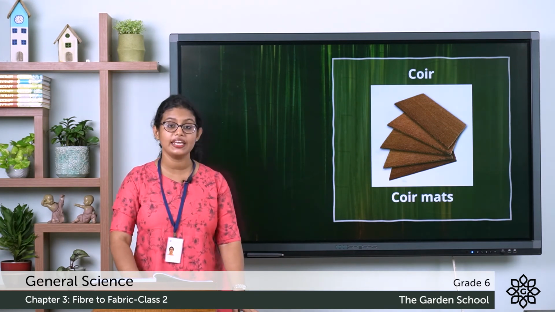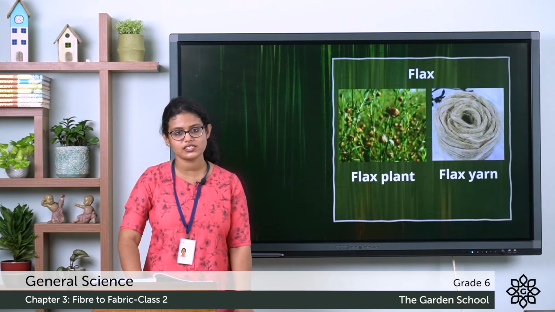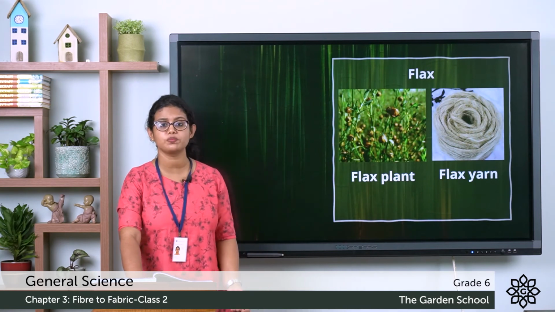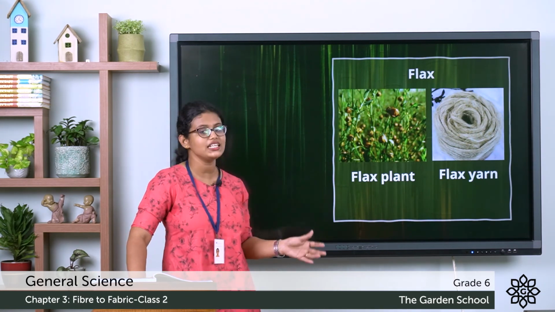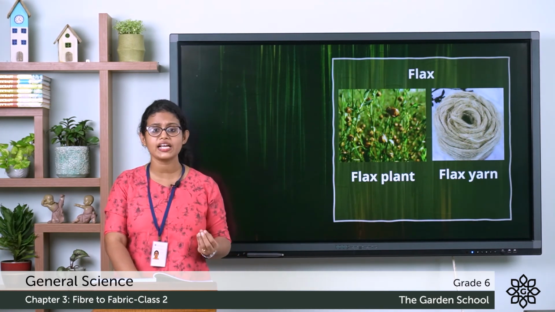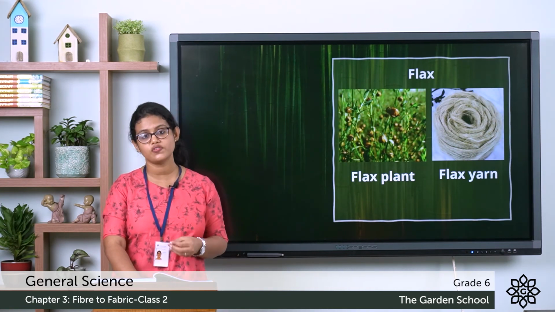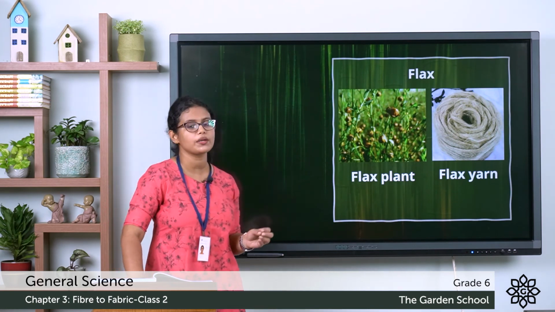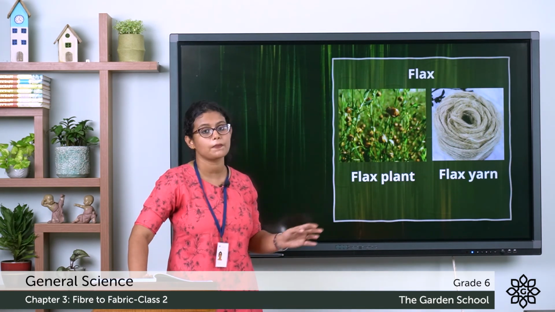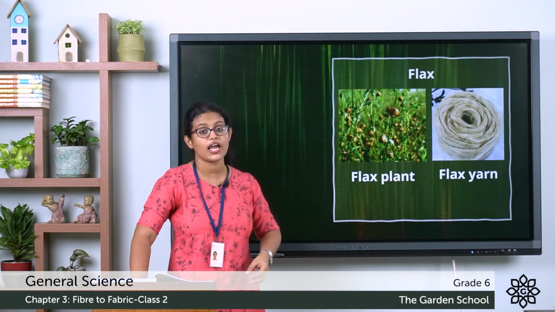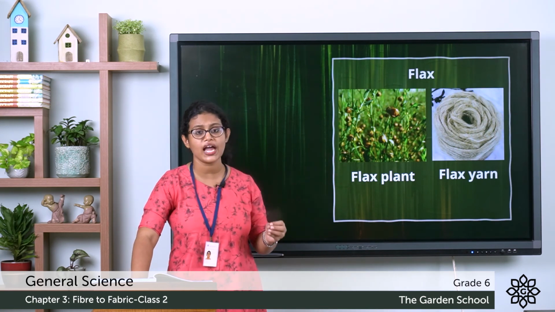So coming to the next, it is flax. So flax fibre is obtained from which plant? That is the flax plant. Flax fibre is soft, it is strong and flexible. So flax fibre is obtained from flax plant. You can see the flax yarn. You can see the picture of flax yarn.